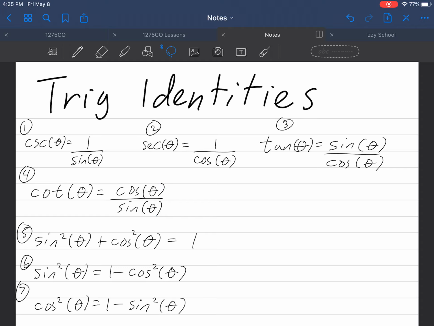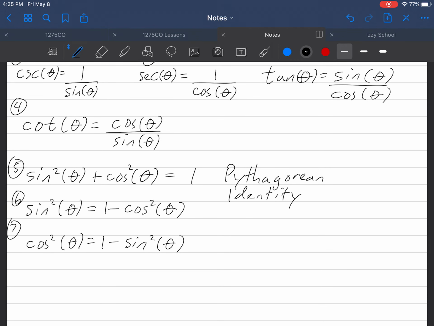Another function that we have, which I can prove for you if you ask in class, is that sine squared plus cosine squared equals 1. This is called the Pythagorean identity. Right, that means if you see a sine squared plus cosine squared anywhere, you can simply replace that with the number 1. And if we were to subtract the cosine squared from both sides, that would get us identity number 6, right? So really 6 and 7 are offshoots of number 5 over here.